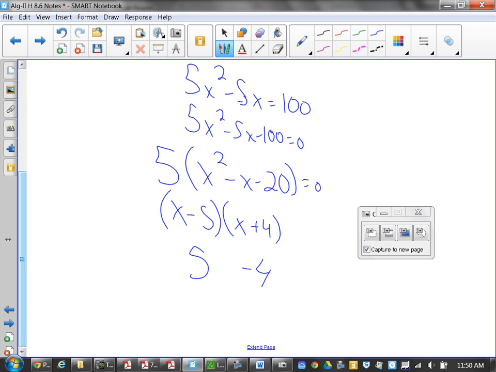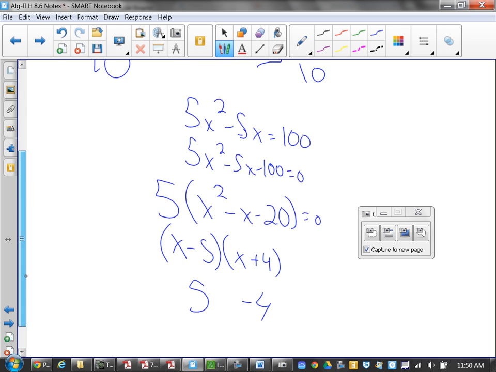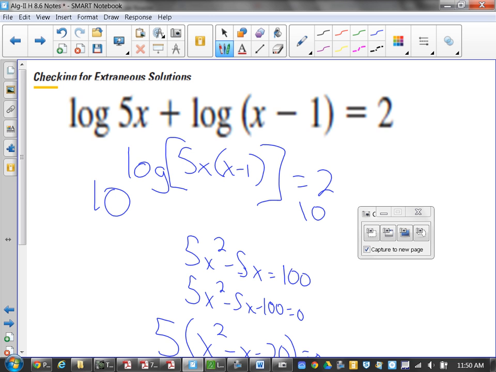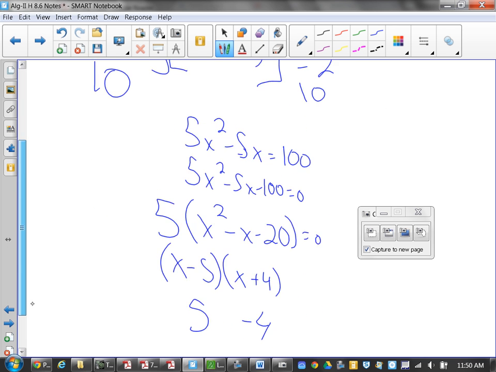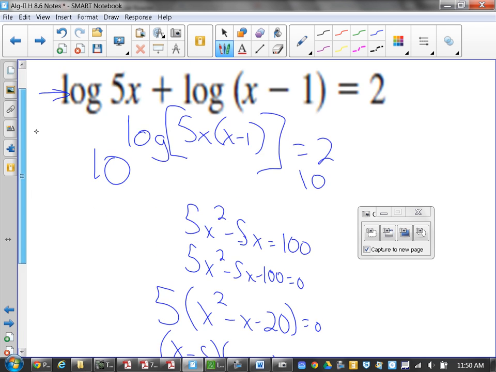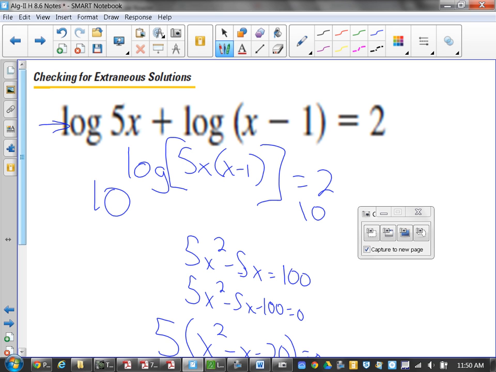What should you do with your solutions? Check. So we go back, you always, always, always go back to your original, not to a condensed form. The reason is, take a look, if I use the negative 4, I get log of negative 20. That doesn't work. You can't take the log of a negative. Negative 4 doesn't work. Now, if you used it in the condensed form, the negative would have gone away. That's why you always go back to your original.